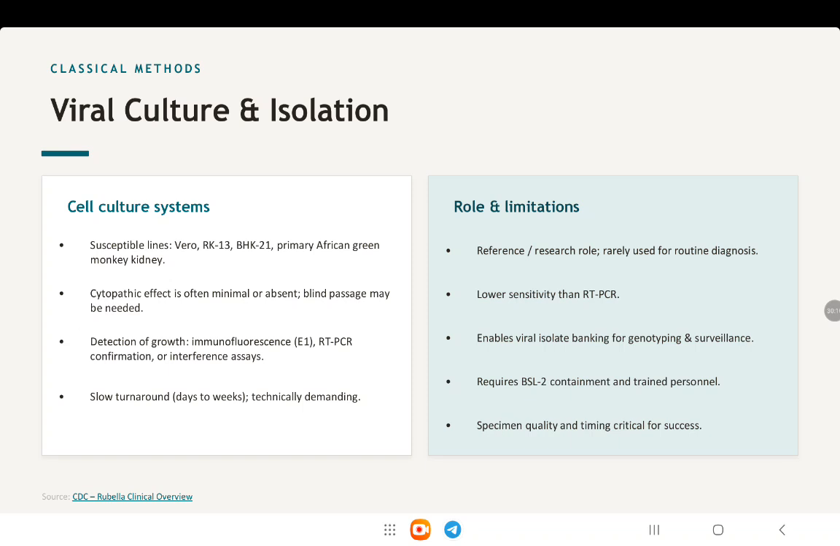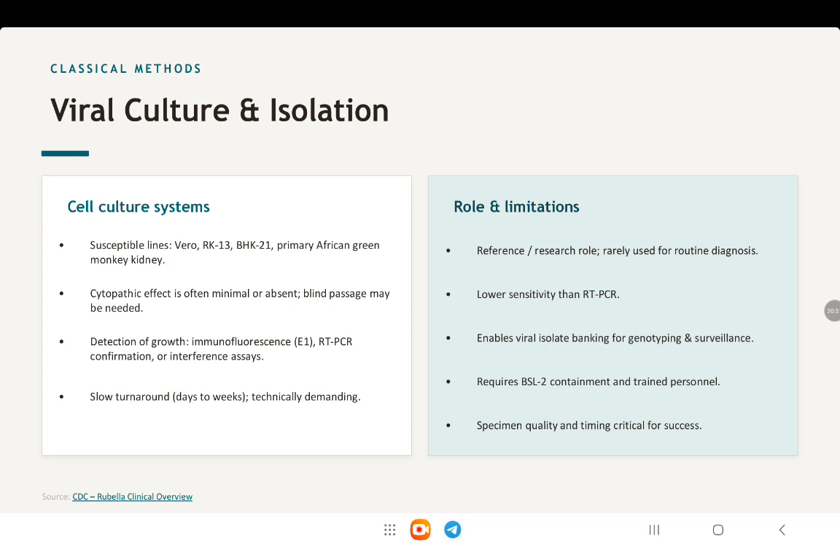Virus structure, viral culture, and isolation. Viral culture was once a standard method for diagnosing rubella, but today it is not used. Usually it is used in reference laboratories for research and for vaccination. The virus can grow in different cell lines such as Vero cells, BK13, BHK21, and primary African green monkey kidney. All of these cell lines can be used for culturing rubella.